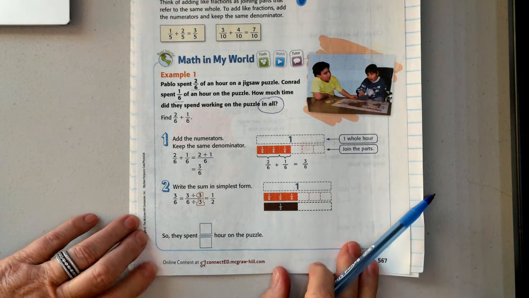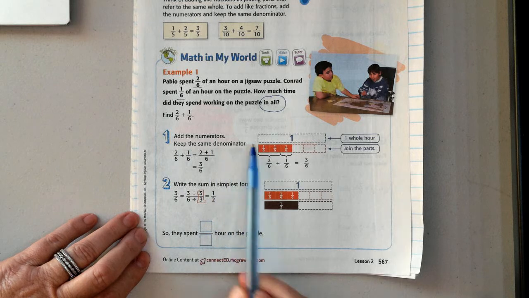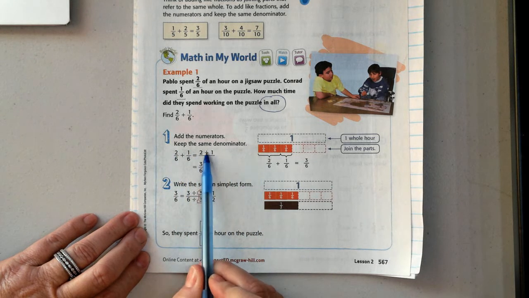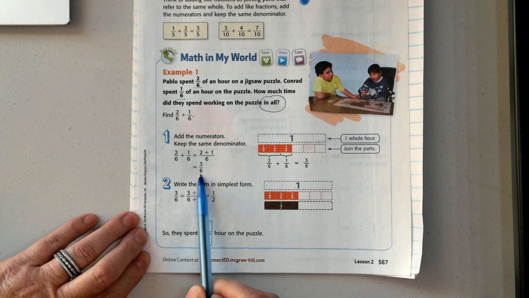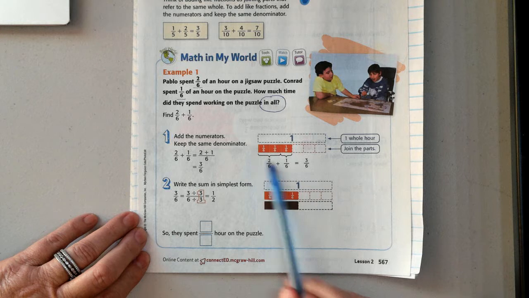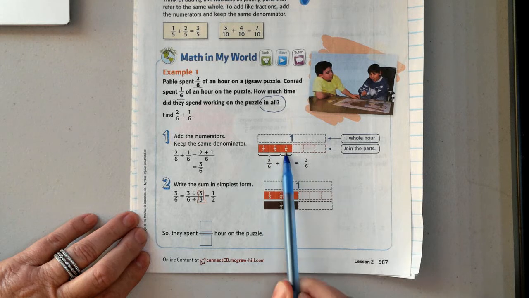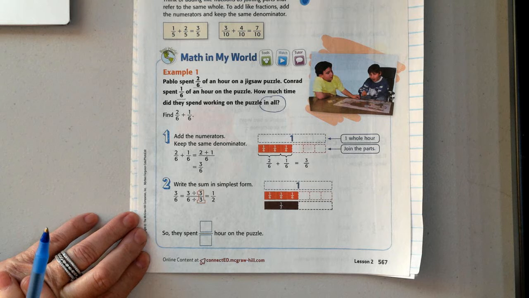Remember, we're going to add the numerators and keep the denominator the same. 2/6 plus 1/6 equals 2 plus 1. That's the numerator. Denominator stays the same. 2 plus 1 is 3, and we have 3/6. And here they have shown us this problem using our fraction tiles. And here we have 2/6 plus the 1/6, and we have 3 6s altogether.